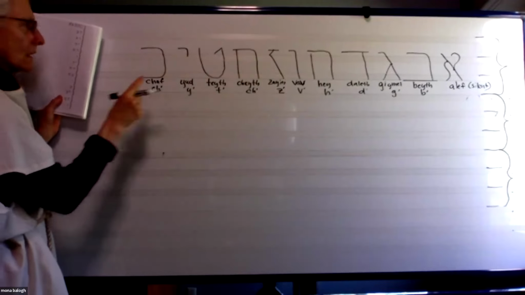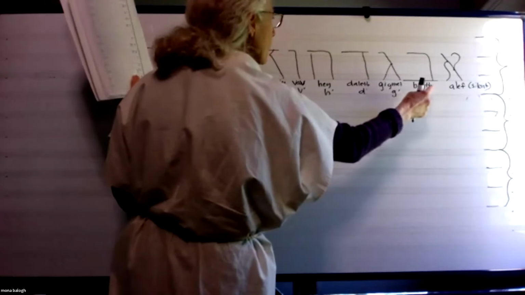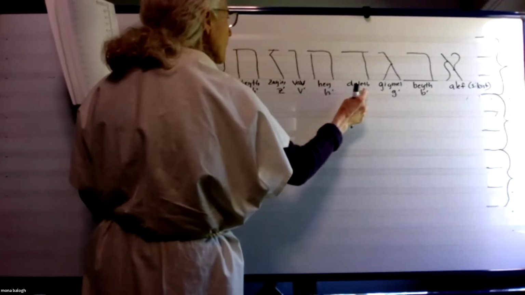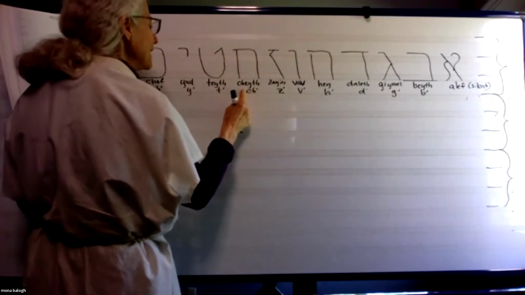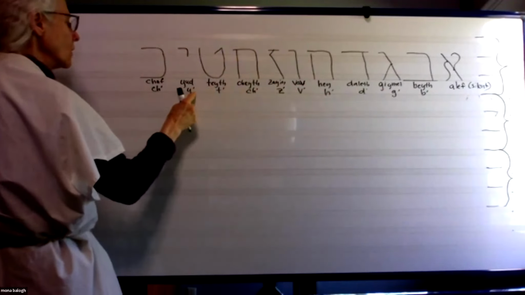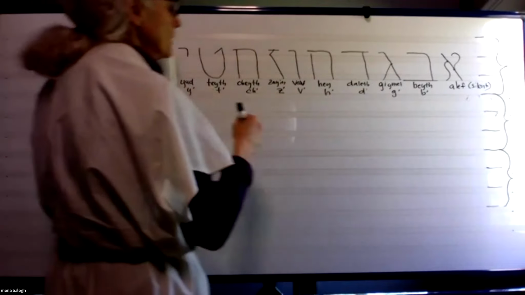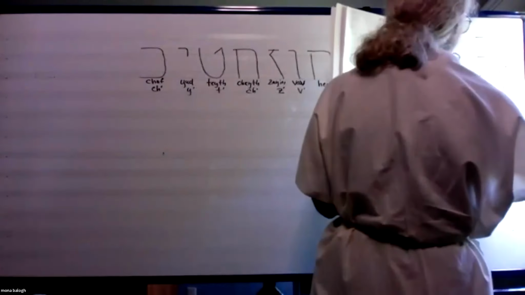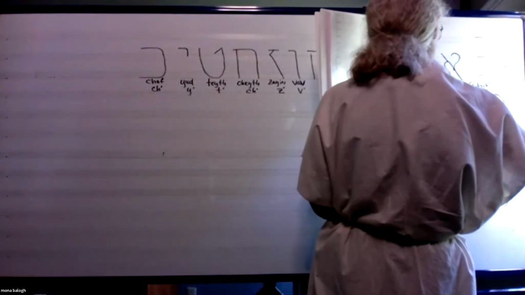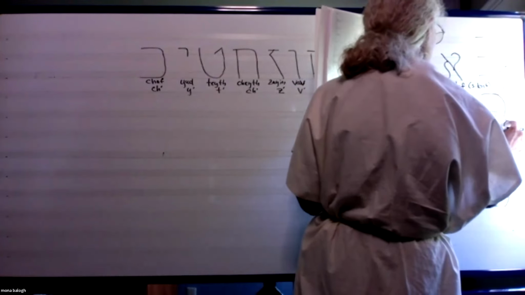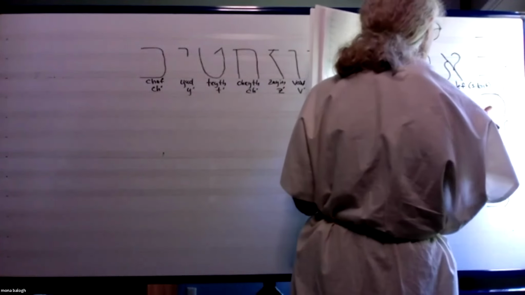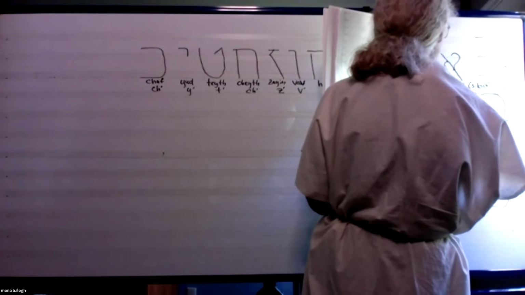Okay, let's review. Aleph, Beit, Gimel, Dalet, Hey, Vav, Zayin, Chet, Tet, Yud, Kaf. Okay, now we're going to get to the Lamed. Again, we're going to make a bigger area here in the middle space where the point of the bracket is. And the Lamed makes an L.